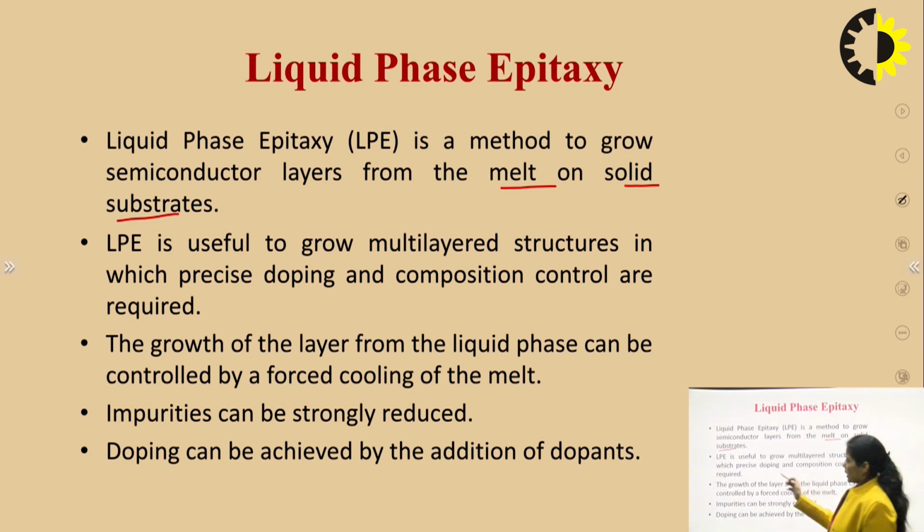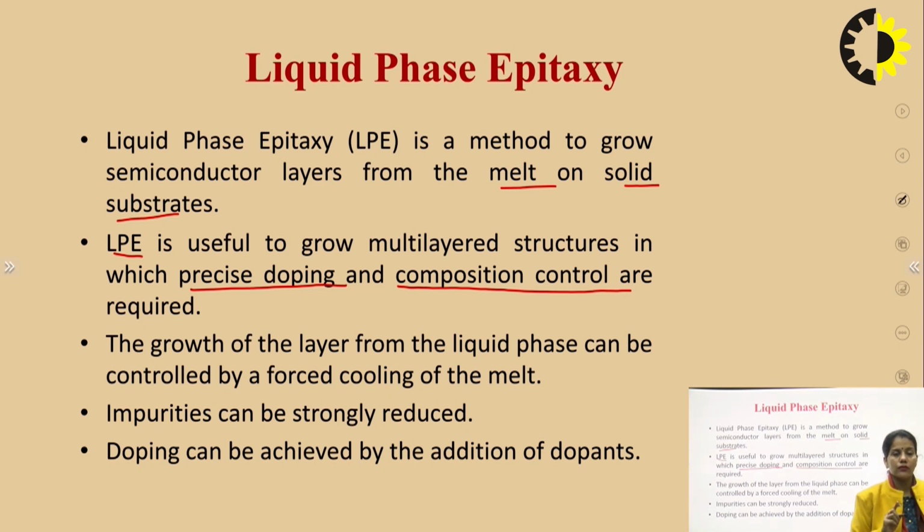Liquid phase epitaxy, in short called LPE, is useful to grow multi-layered structures in which precise doping and composition control are required. These are the two very important characteristics of this process, because it is a slow process. The growth is very slow, so the doping level and the composition can be very precisely controlled. So these are the two characteristics of this process.